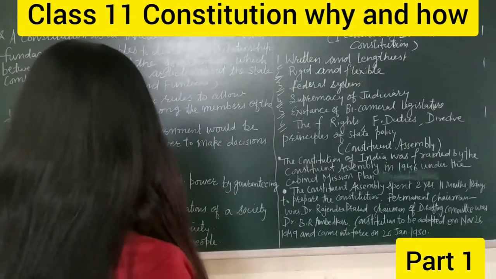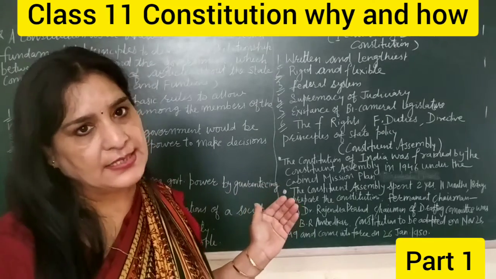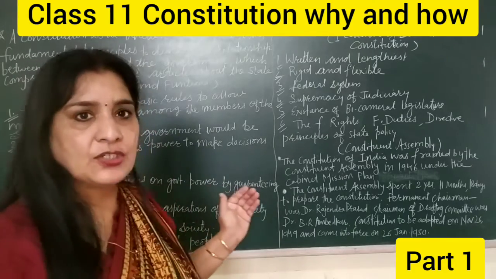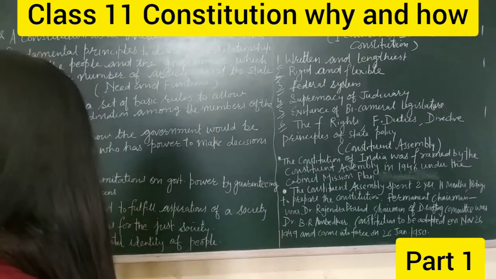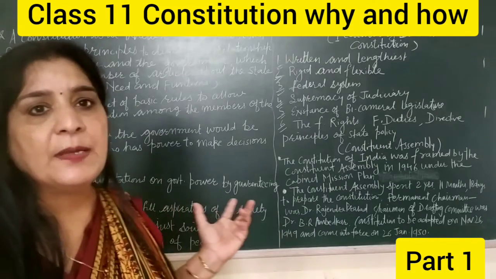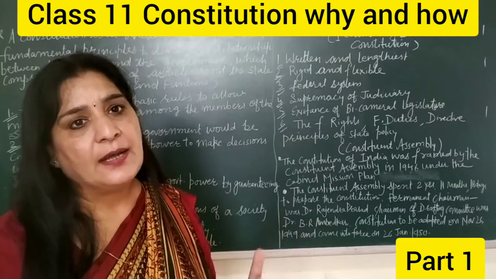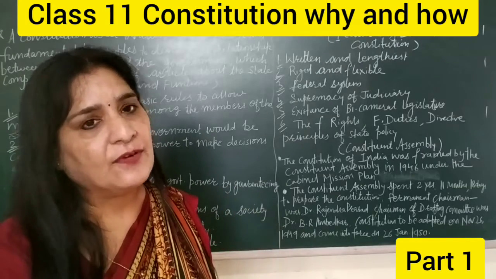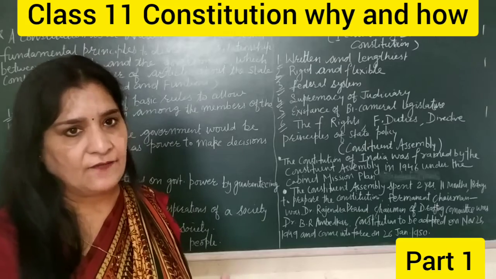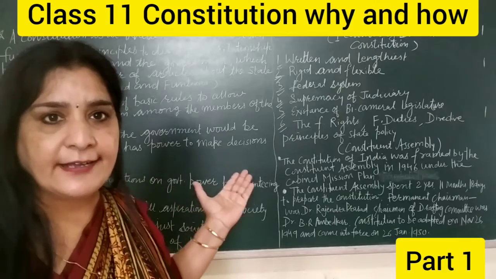Third function is to lay some limitations on the government by guaranteeing rights to the citizens. Next, to enable the government to fulfill the aspirations of the society. And next, the fundamental identity of a people is required, so the Constitution enables the expression of the fundamental identity of the people of the society. These are all the functions, or we can say the need, of the Constitution for any country.